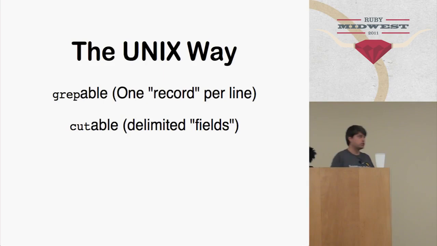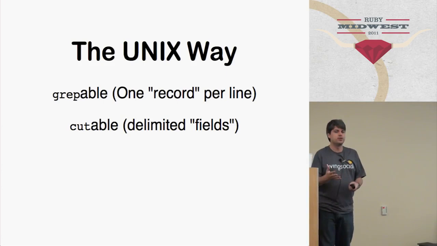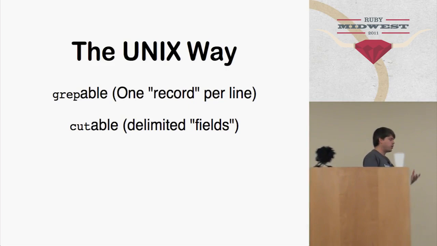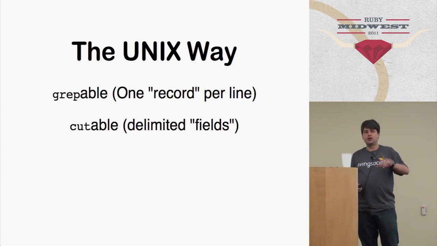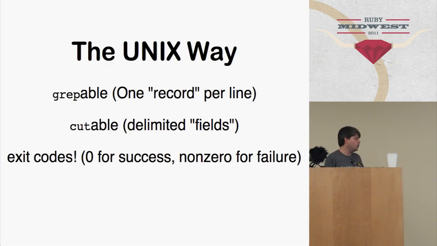You should make your output cuttable, which means that these records, if they have fields, and often they have fields, you want to delimit them with a comma or a pipe or something like that, so you can use cut or awk to, again, break up and manipulate the output. And by you, I mean someone else, right? Because when someone else wants a feature, you can say, no, dude, you've got grep and cut, just do it yourself.